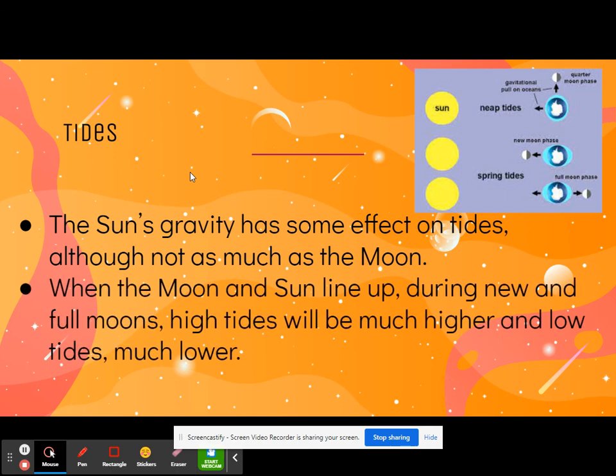Okay? When the moon and the sun line up during new moons and full moons, we get really high tides and really low tides. So high tides are going to be higher, low tides are going to be lower. We call this a spring tide. So spring tides happen here when the new moon is here and when we have a full moon here. Really big tides for the high tides and really low tides for the low tides.